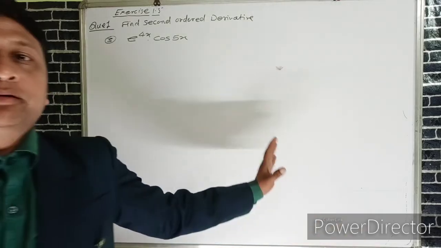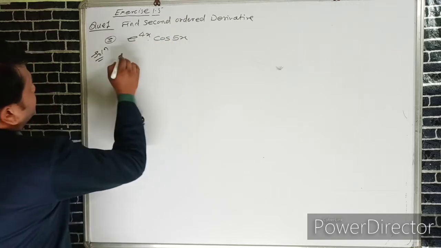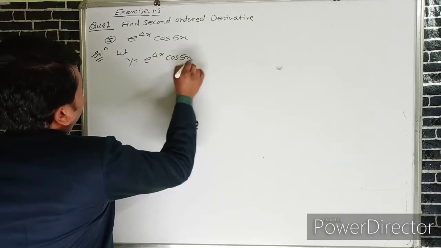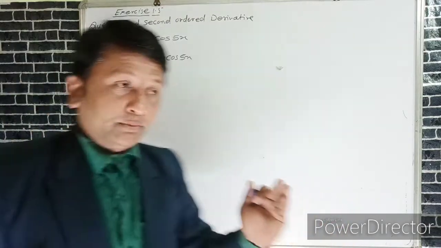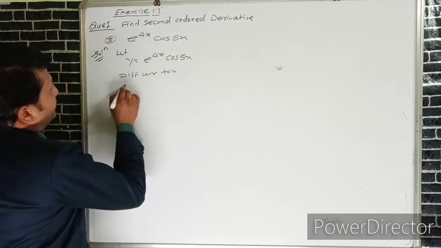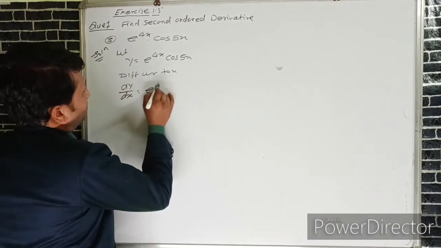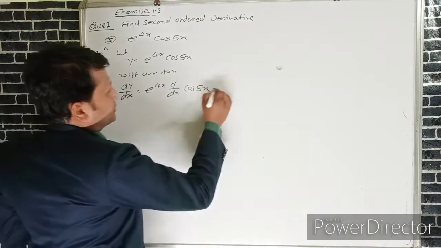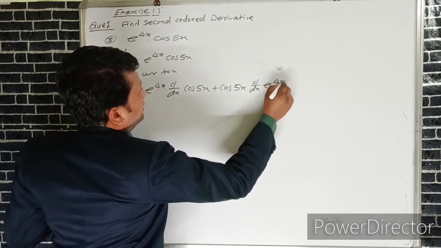So again we have to find the second order derivative of the given function, which is e to the power 4x into cos 5x. First we consider that y is equal to e to the power 4x into cos 5x. Here we have to find the second order derivative, d2y upon dx square. First we differentiate with respect to x, the derivative of y, which is dy upon dx. Here by using the u into v rule, we can write e to the power 4x into the derivative of cos 5x, plus cos 5x into the derivative of e to the power 4x.